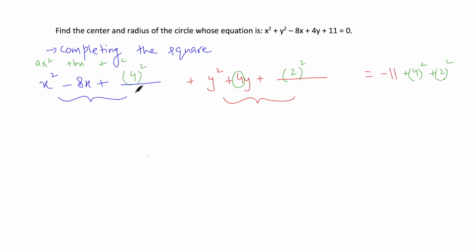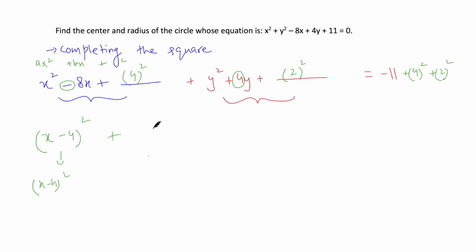I can easily close this squared. I've got squared over here, I've got squared over here. So I will have x, the sign that goes into the bracket is this sign. Please remember, x minus 4 whole squared. See, we have our x minus h whole square. There you go. That's all you need to do.